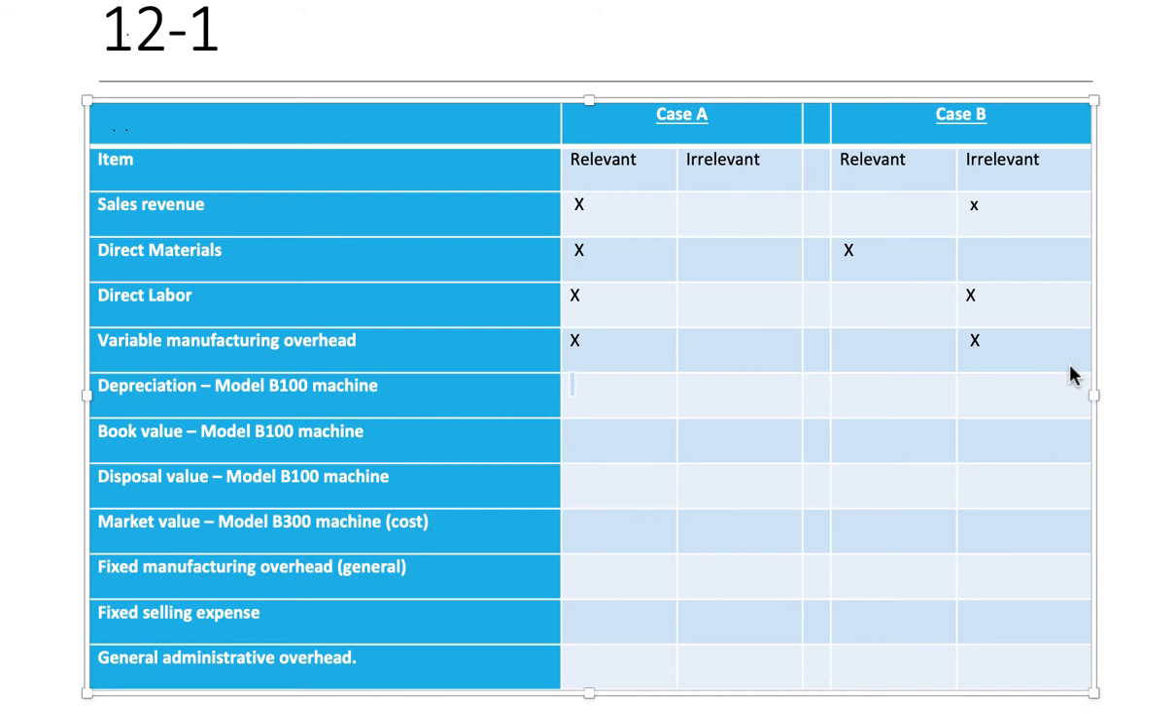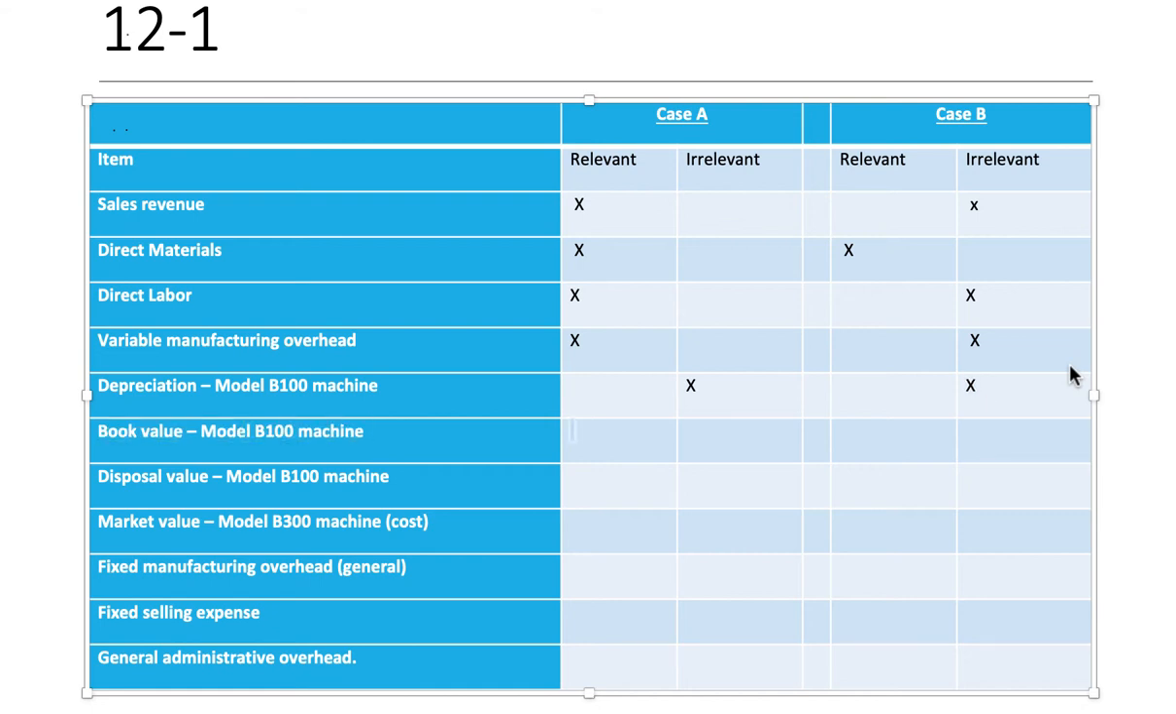The next one we have is depreciation on the model B100 machine. Right off the bat, you know depreciation is a sunk cost. Sunk costs are always irrelevant. It's irrelevant under case A, and it's irrelevant under case B.